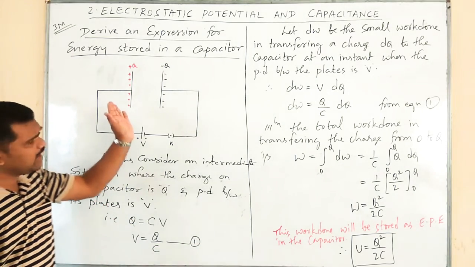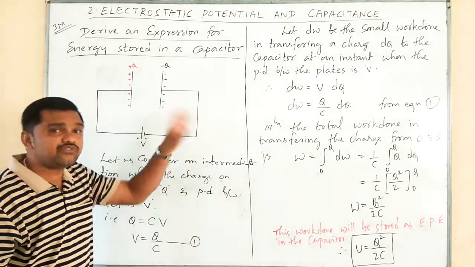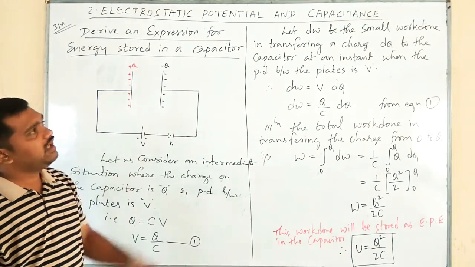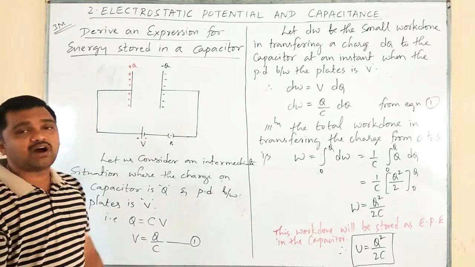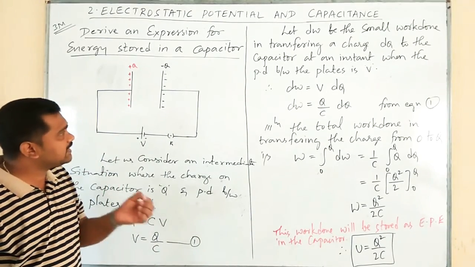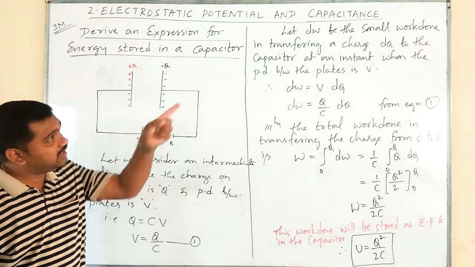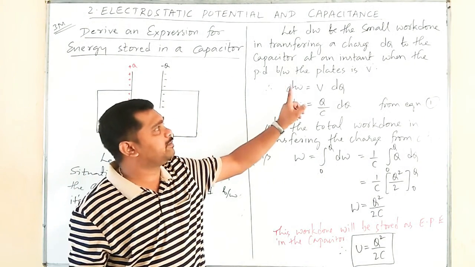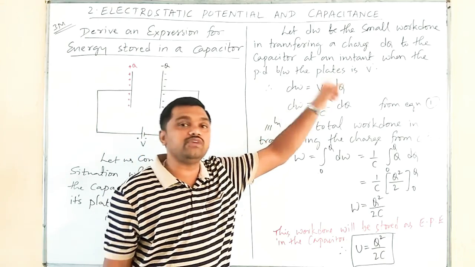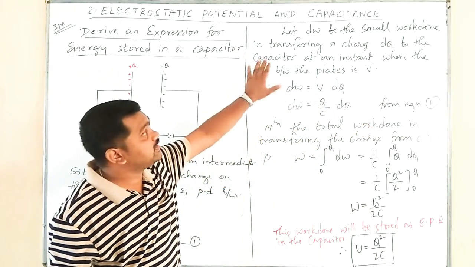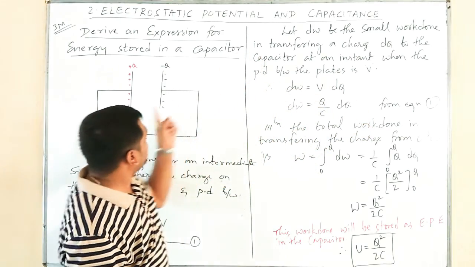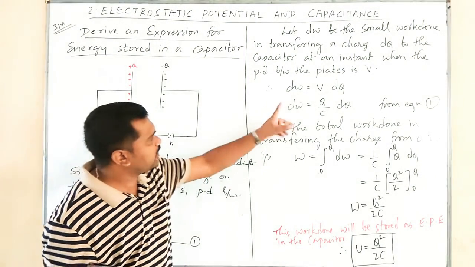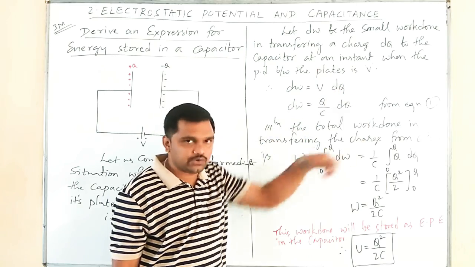Next, I have to charge this capacitor further bit by bit. So I am considering one more situation. Let dW be the small amount of work done in transferring a small charge dq. So the small amount of work done is given by dW is equal to V into dq. I am doing this work when the potential difference between these two plates is V. Therefore, dW is equal to V into dQ.